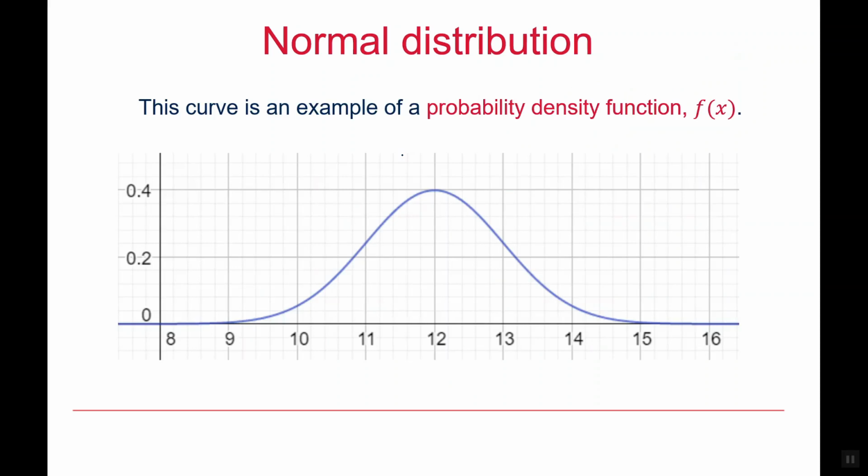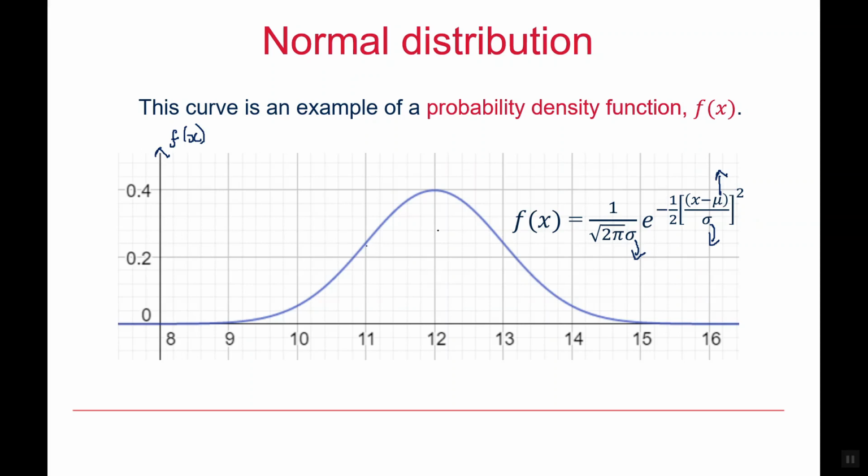So this is a curve that is an example of a probability density function, and for continuous random variables we denote this function by calling it f(x). And for the normal distribution this function is very complicated, and you'll notice that it involves our parameters mu, the mean, and sigma, the standard deviation. And if you have a graphics calculator, you might just like to play around with that particular function and change the values of mu and sigma and see what curves you can draw.